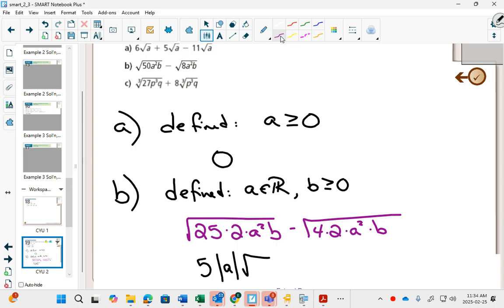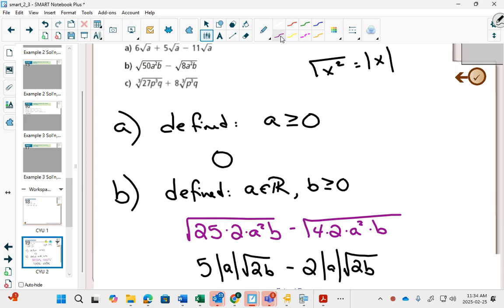It's tempting to just write A, but that's a reminder of where those absolute values come in. And then I would be left with a 2 and a B. Minus the square root of 4, out comes a 2. The square root of A squared would be absolute A. And I'm left with square root of 2B.